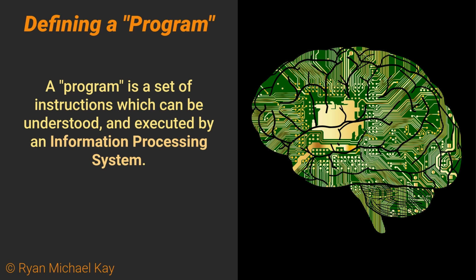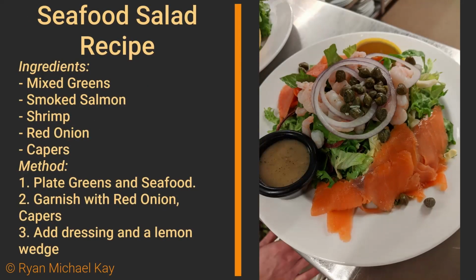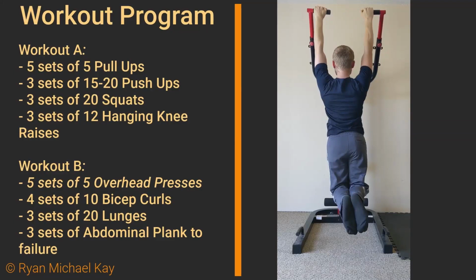Now that we understand what an IPS is, recall that a program is a set of instructions which can be inputted, understood, and executed by an IPS. Therefore, we might say that a recipe is just like a program which is executed by a cook. Similarly, if a person wants to improve their health, they can look up an exercise program, which is a set of instructions on exercises to achieve that goal.